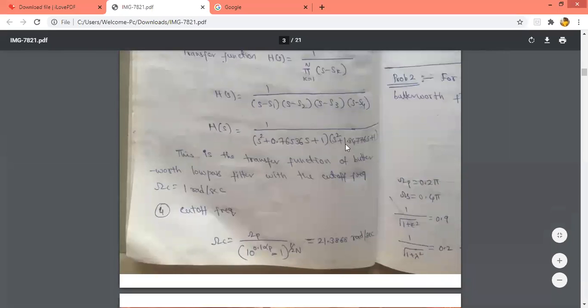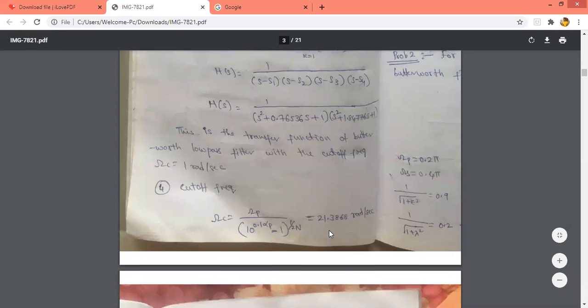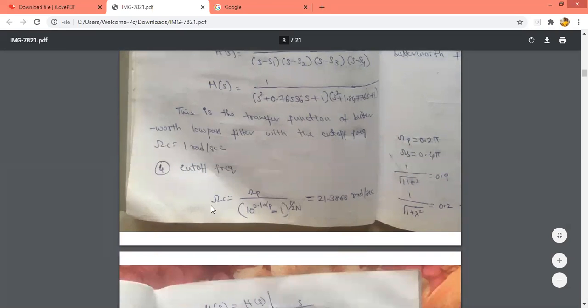Now what is the next step? This is the filter with a cutoff frequency of 1 radian per second. Now we have to find the transfer function of the filter with the given cutoff frequency. To do that, first we have to find the cutoff frequency. What is the cutoff frequency? Omega C is equal to omega P by (10 power 0.1 alpha P minus 1) whole power 1 by 2n. This is the formula. Omega P and alpha P we know, and we substitute the n value, which we also know. We got the cutoff frequency as this much.